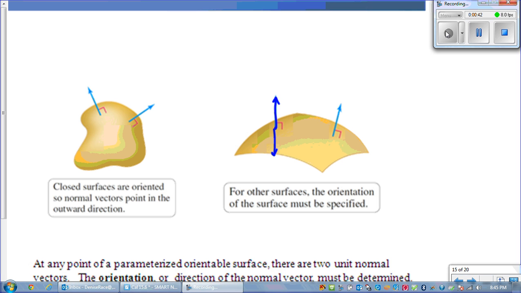Now we're going to use the convention that if we have a closed surface, something totally enclosed, as in this example, the normal vectors will always be pointing outward. So for closed surfaces, the convention will be that the normal vectors point outward. If it's a two-sided surface like this where it's not closed, then we must determine which direction is the normal that we're considering. Do we want the normal to be upward or to be downward?